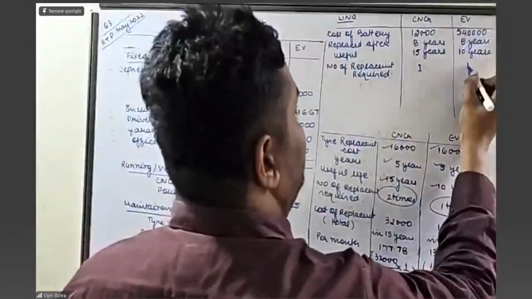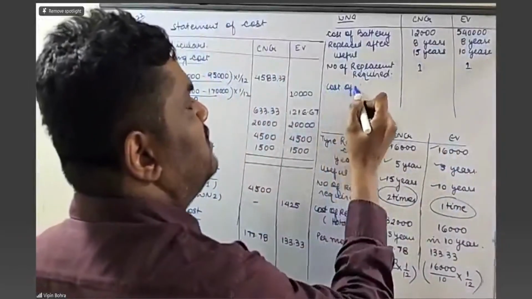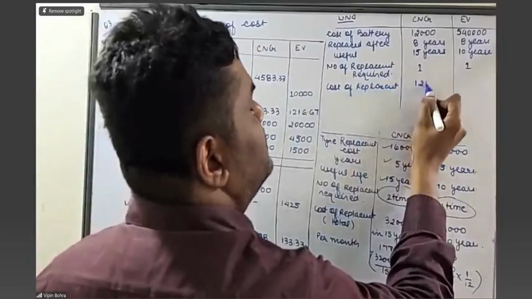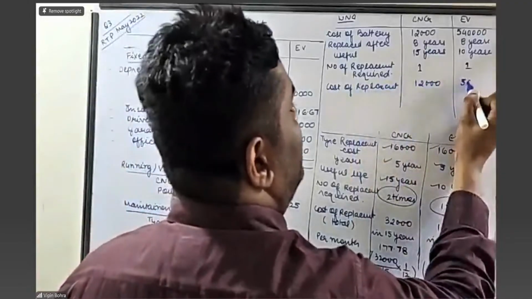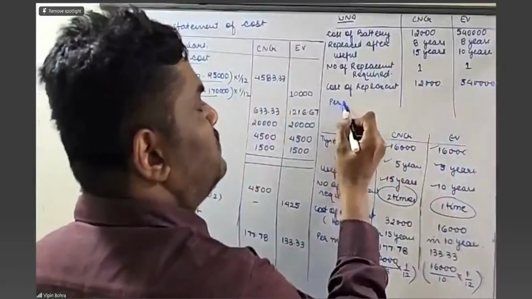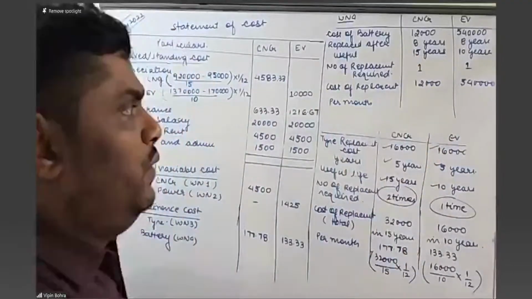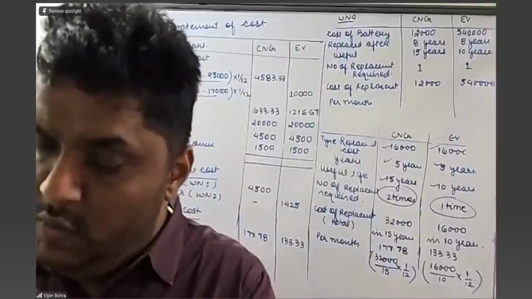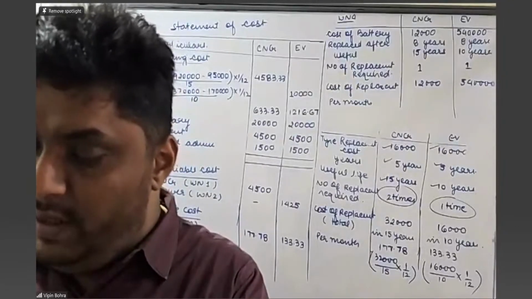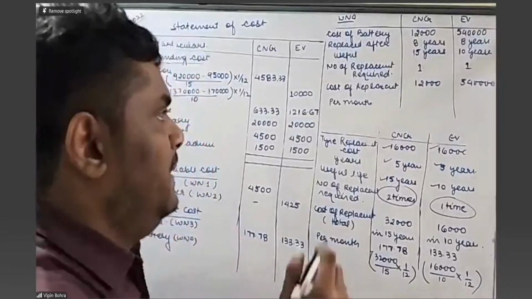And similarly, again, the car will be scrapped. So the cost of replacement will be how much? Here 12,000 and here 5,40,000. Useful life we have. So per month cost will be how much? 12,000 divided by 15 divided by 12. So 12,000 is the overall cost divided by 15 years divided by 12. So per month cost comes to 66 rupees 67 paise.